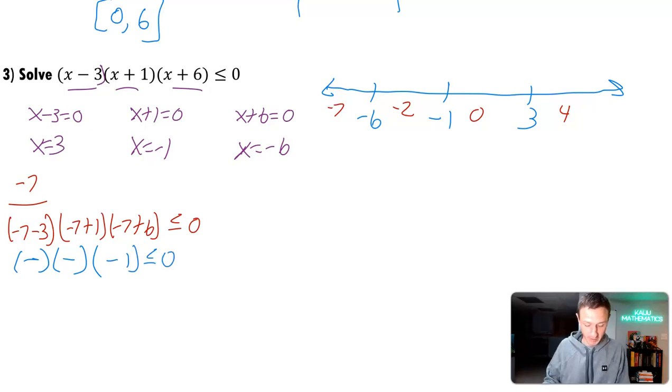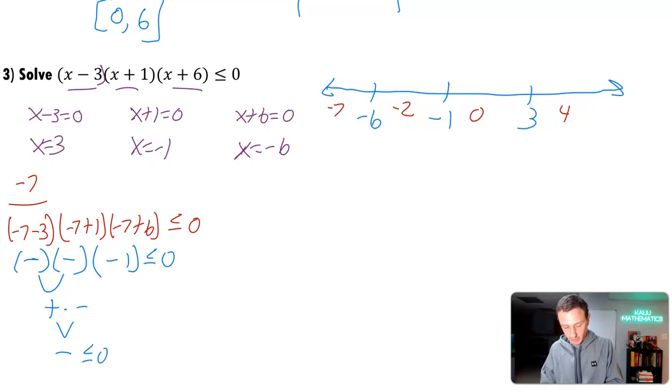So we have 3 negatives being multiplied together. When we have 3 negatives being multiplied together, then we get a negative. Negative times a negative is a positive. Positive times a negative is a negative. So that first region is going to be a negative, less than or equal to 0. I don't really care what the actual number is. I just want to know if it's positive or negative. So that one came out to be true.